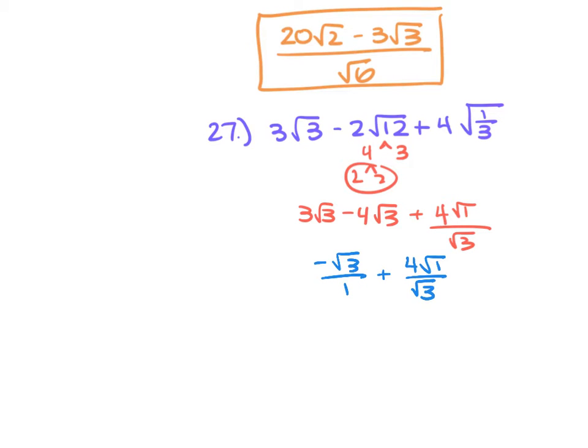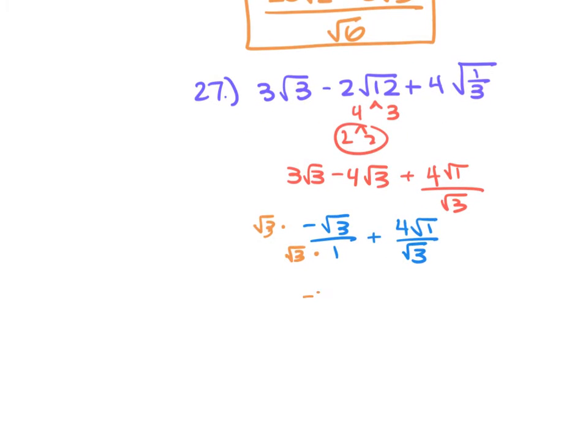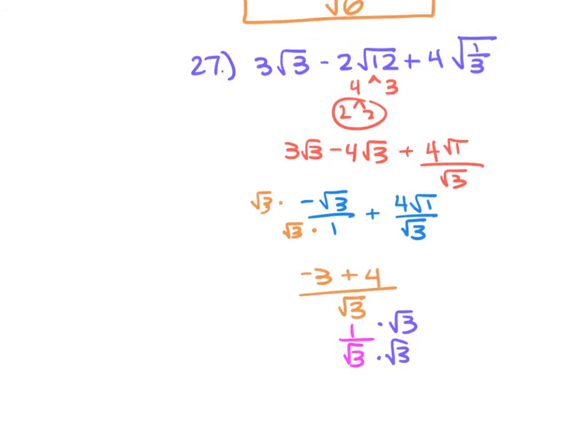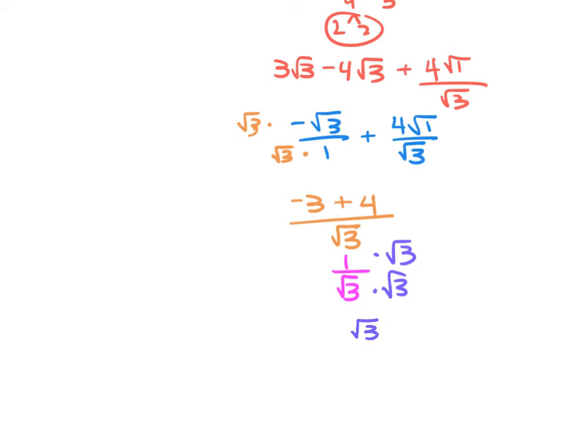Your least common denominator is the square root of 3. So we're going to multiply the top and bottom of that first fraction by the square root of 3. So this is going to give us a negative 3 plus 4 square root 1, which is just 1. So that's just 4 over square root 3. Negative 3 plus 4 is 1 over the square root of 3. We're going to multiply top and bottom by that square root of 3 to give us the square root of 3 over 3.